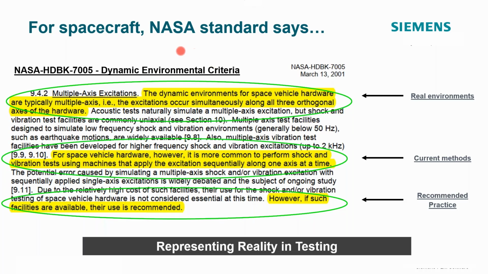In fact, there's a NASA standard, NASA Handbook 7005, regarding spacecraft testing and dynamic environmental criteria. Here is what they say about multi-axis excitation. They're admitting what the real environments are by saying most spacecraft components and structures experience in operational conditions simultaneous excitation of all three orthogonal axes. That's not only true for translation, but also rotational degrees of freedom. So that's a natural environment, but current methods typically don't accommodate the real situation.